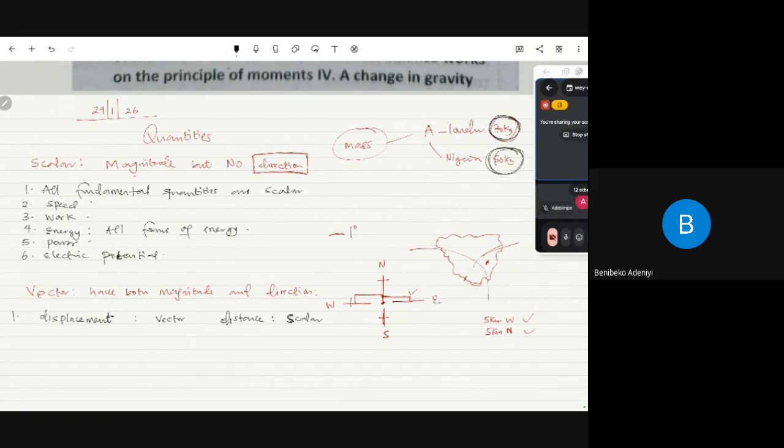Motion. Displacement is distance traveled in a specific direction. When we say displacement, it is distance traveled in a specific direction. You can see direction is even included. So it means that displacement will be something like 5 kilometers north, 6 kilometers south. In fact, if the direction is not specified, know that displacement by default should have what? Direction. Is that clear, guys?